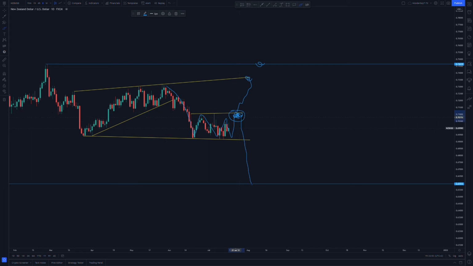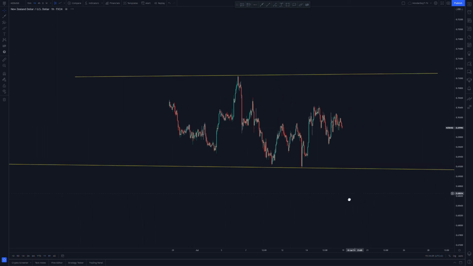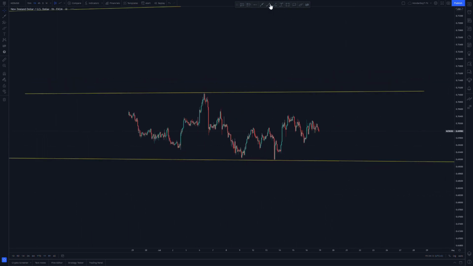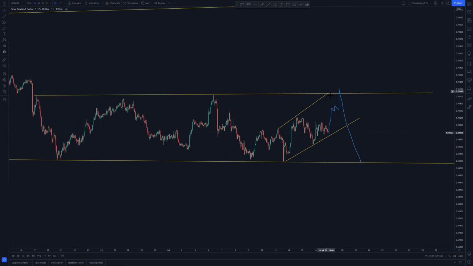All remain to be seen, but all in all, I'll be waiting to see how price will go to this area here. Then if we break here, then it is fine. I'll be waiting to see some more development of the structure during the week. As you can see here, something like this, then I'll be happy to take it to the downside.